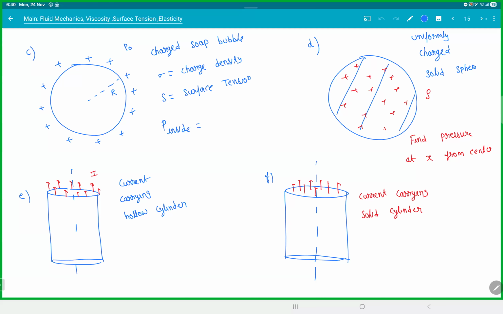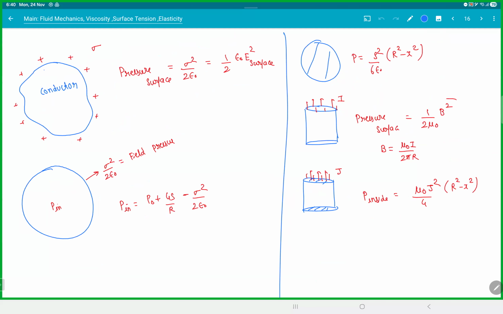What's the formula there? If you guys remember the excess pressure inside, first of all, do you guys remember these formulas? There, these are the formulas. Actually, I'll give it to you.